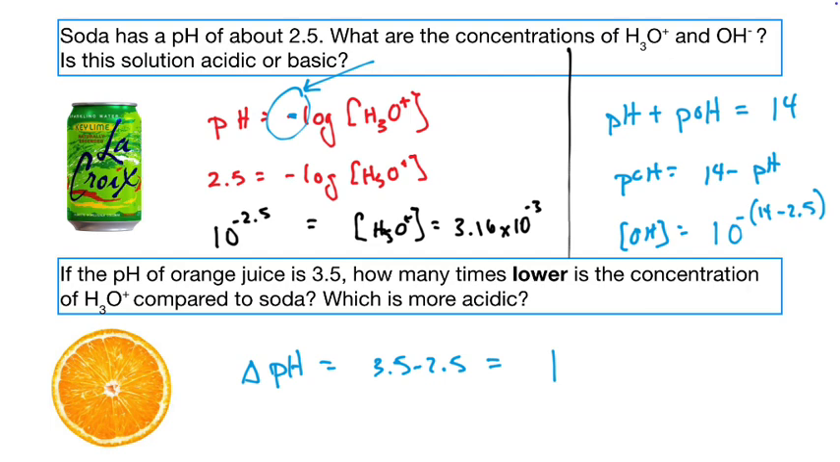Say it again. It's 10. The difference here is 1, but that's based off of what scale? The negative log scale. So what we would have to do is take that difference and convert it into a normal scale to look at H plus versus OH minus, okay, which means you have to deal with that power of 10. We're looking at a 10 times lower concentration. Okay? Make sense? Okay.